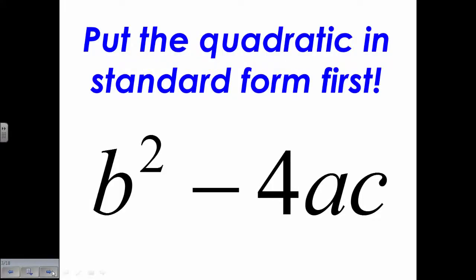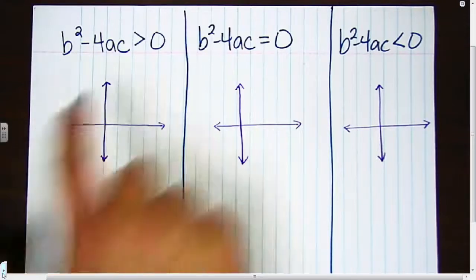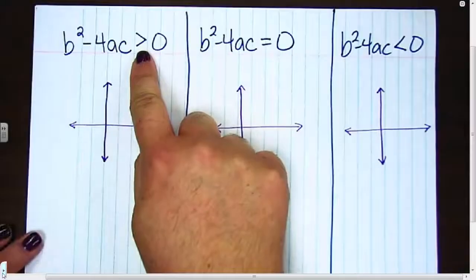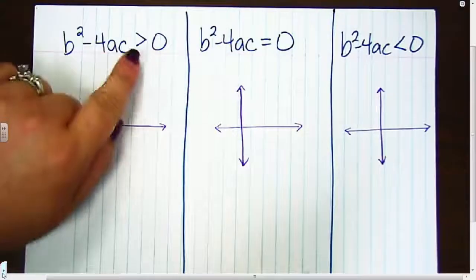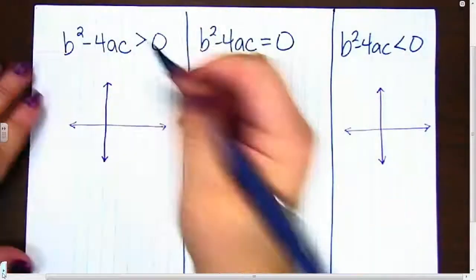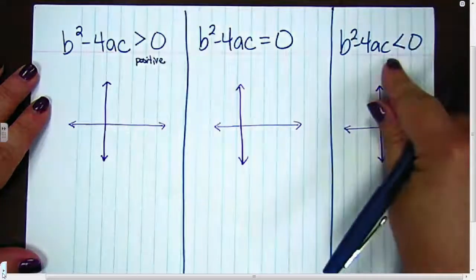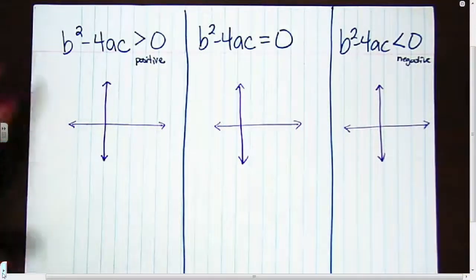You're always going to make sure that your quadratic equation is in standard form and it's equal to 0. The discriminant is b squared minus 4 times a times c. There are three possible outcomes. The value will either be greater than 0, equal to 0, or less than 0. When you get one that is greater than 0, your answer will be a positive number. When your answer is less than 0, you're going to get a negative number.